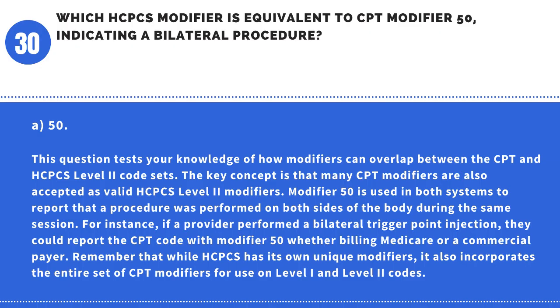This question tests your knowledge of how modifiers can overlap between the CPT and HCPCS Level 2 code sets. The key concept is that many CPT modifiers are also accepted as valid HCPCS Level 2 modifiers. Modifier 50 is used in both systems to report that a procedure was performed on both sides of the body during the same session. For instance, if a provider performed a bilateral trigger point injection, they could report the CPT code with modifier 50 whether billing Medicare or a commercial payer. Remember that while HCPCS has its own unique modifiers, it also incorporates the entire set of CPT modifiers for use on Level 1 and Level 2 codes.